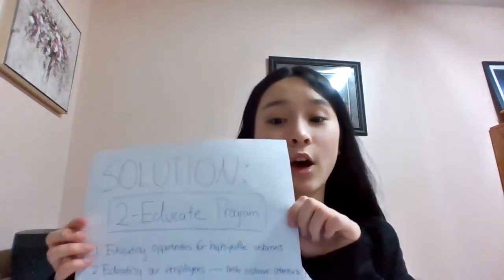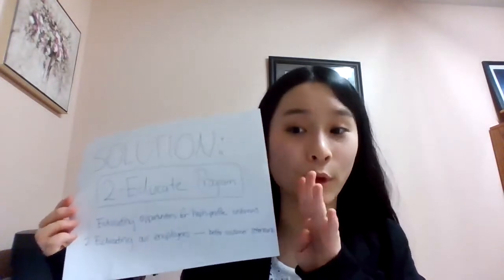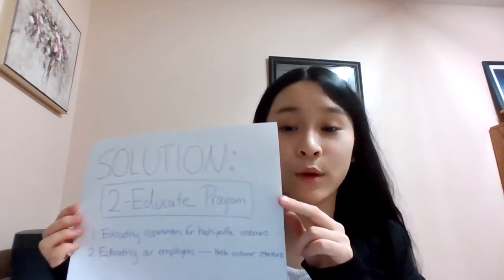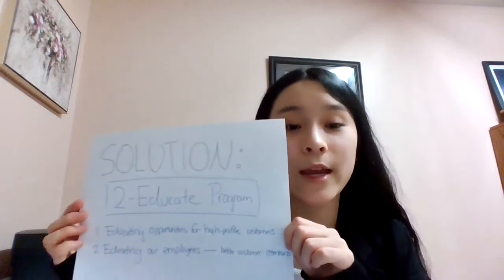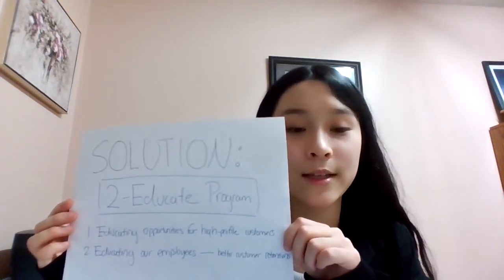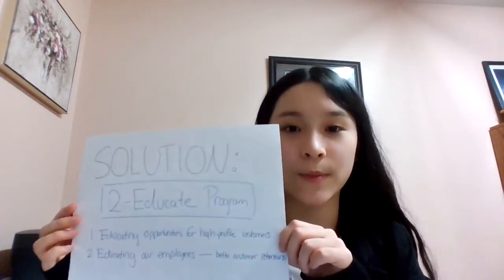Now, when answering one of your questions about how I would deal with this particular situation, I have provided a solution beforehand. Here I like to call it the To Educate program. This is similar to our company name, For You, and this is To Educate. So the "to" here requires two steps. The first step is to have educating opportunities for higher profile customers, and the second step is to educate our employees for better customer relationships.